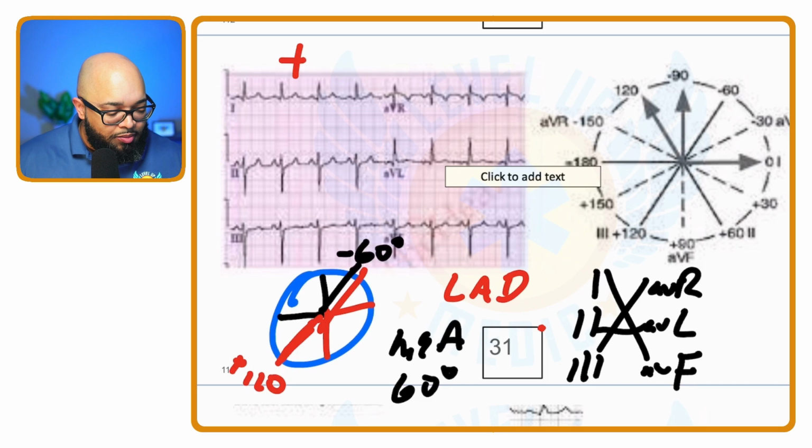Remember, left goes from negative 30 to negative 90. This one is negative 60. That's for sure left axis deviation. Okay? What would be causes of left axis deviation? For instance, it could be left ventricular hypertrophy. It could be a left bundle branch block. Many things could cause it, for instance, okay?